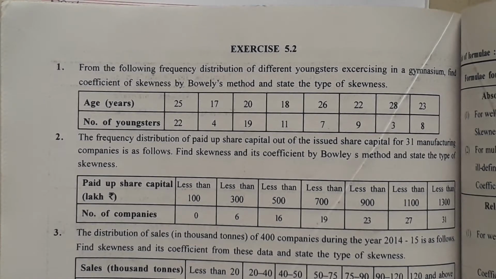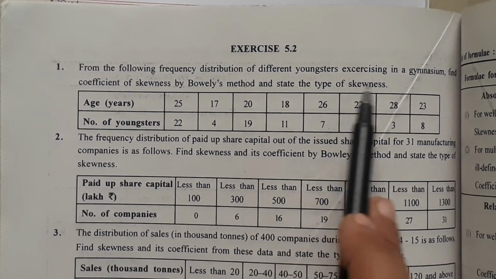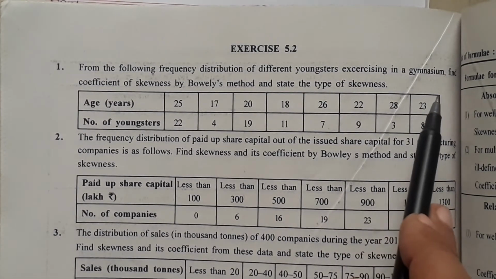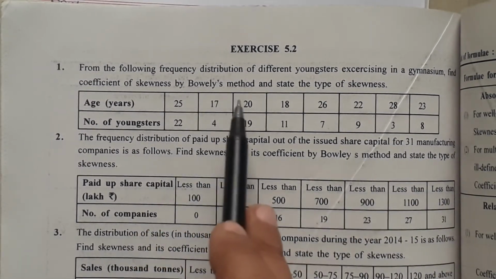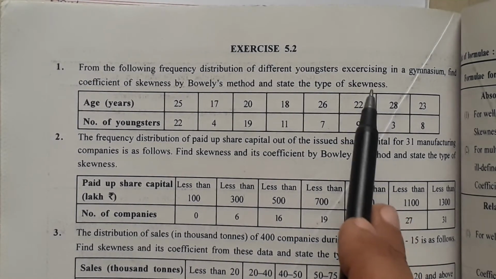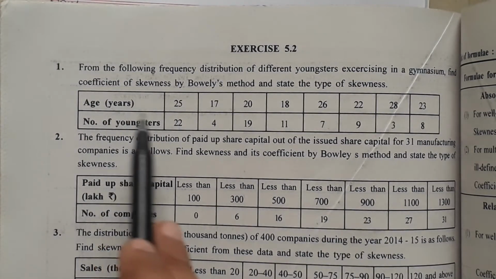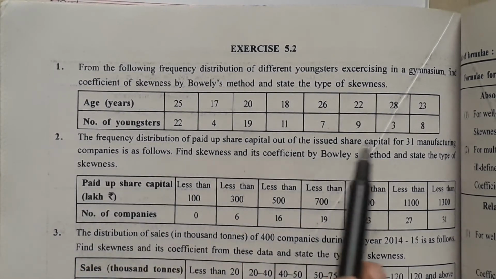Now exercise 5.2, page number 206. We are starting with a problem. From the following frequency distribution of different youngsters exercising in a gymnasium, find the coefficient of skewness by Bowley's method and state the type of skewness. Now we will apply the formula (Q3 + Q1 - 2M) / (Q3 - Q1). Here age in years is given and the number of youngsters is given.